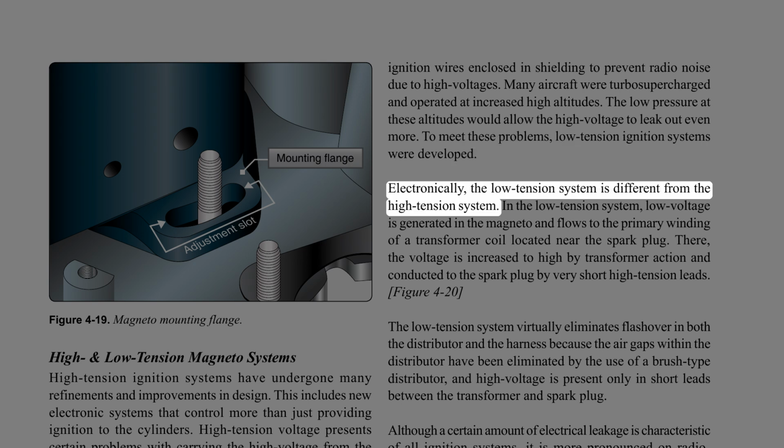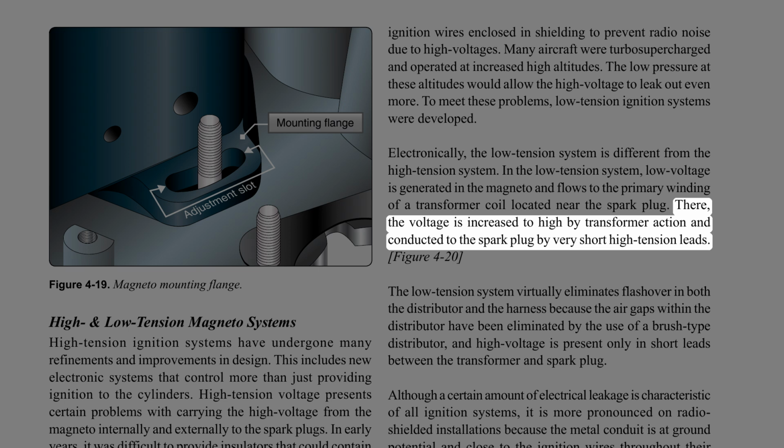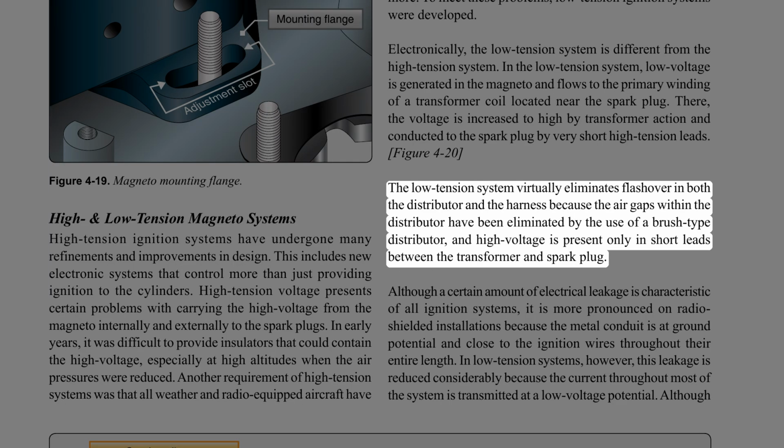Electronically, the low-tension system is different from the high-tension system. In the low-tension system, low voltage is generated in the magneto and flows to the primary winding of a transformer coil located near the spark plug. There, the voltage is increased to high by transformer action and conducted to the spark plug by very short high-tension leads. The low-tension system virtually eliminates flashover in both the distributor and the harness because the air gaps within the distributor have been eliminated by the use of a brush-type distributor, and high voltage is present only in short leads between the transformer and spark plug.